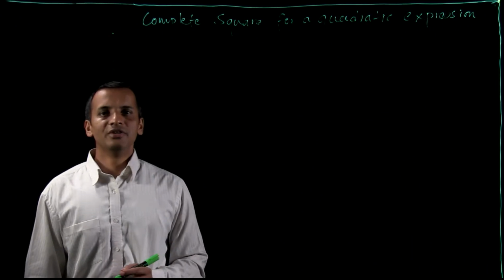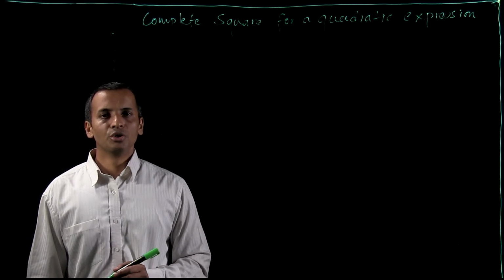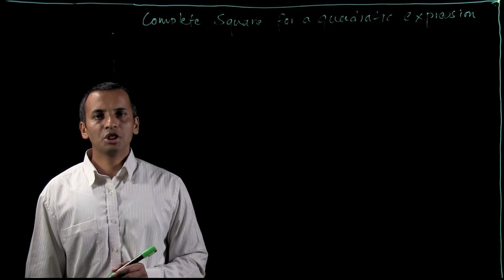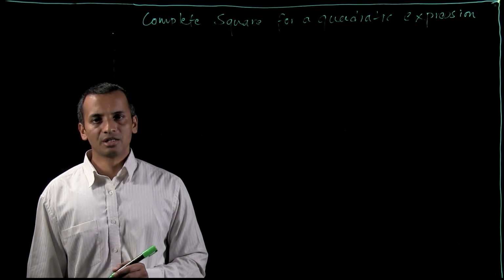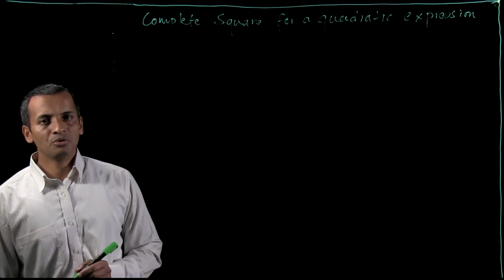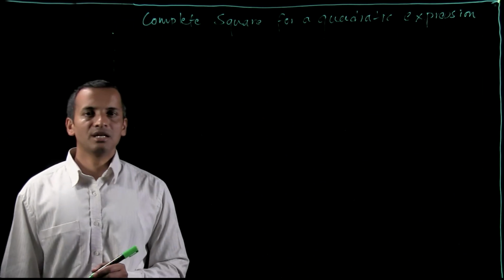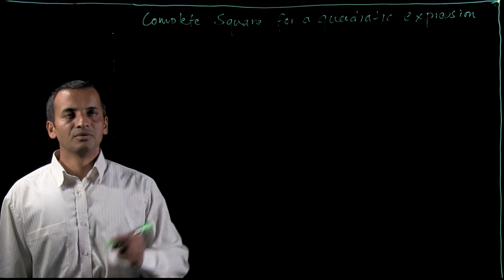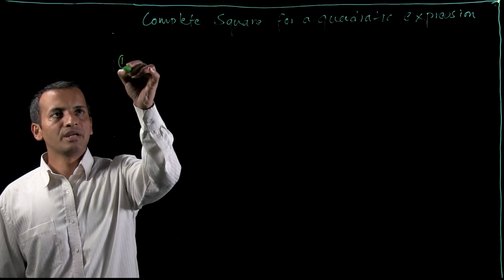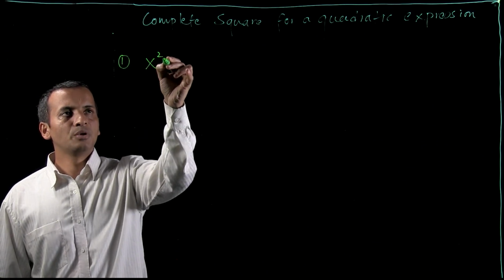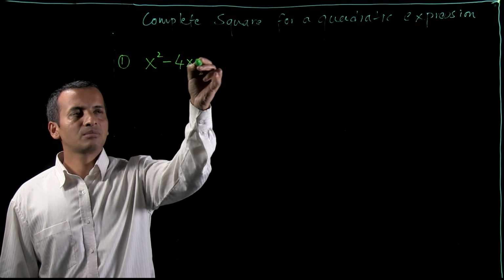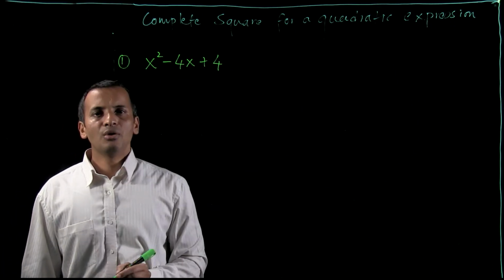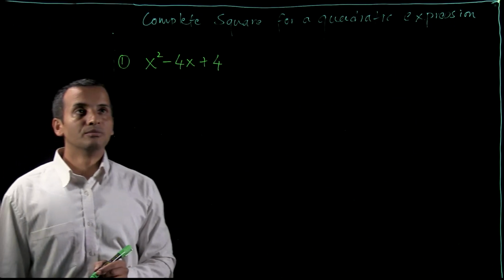Hi, in this video I'm going to show you how to complete the square for a quadratic expression. Before I start that, let me give you some examples of how to get factors for a quadratic expression. Example 1: if you have x squared minus 4x plus 4, how do you get the factors of this one?